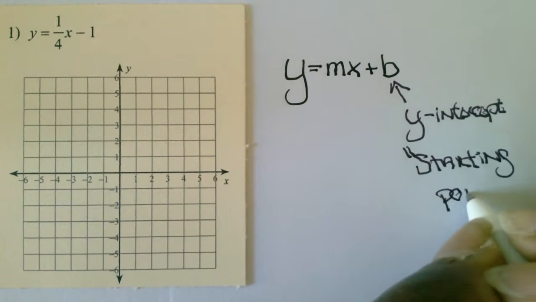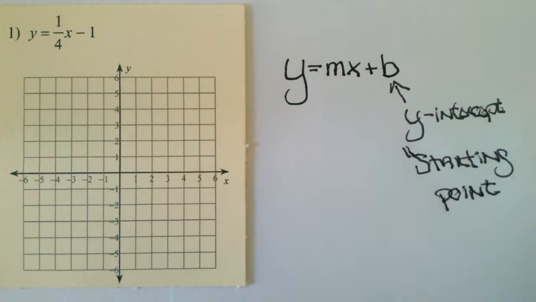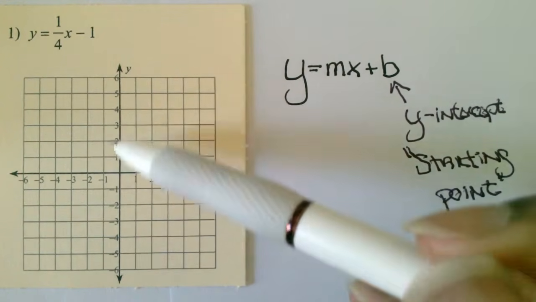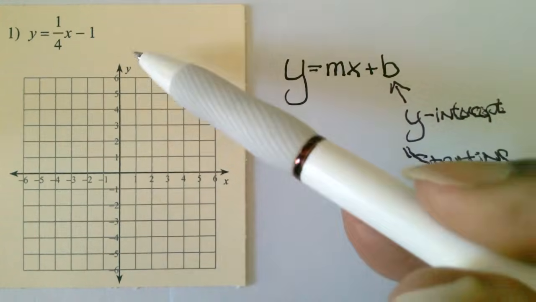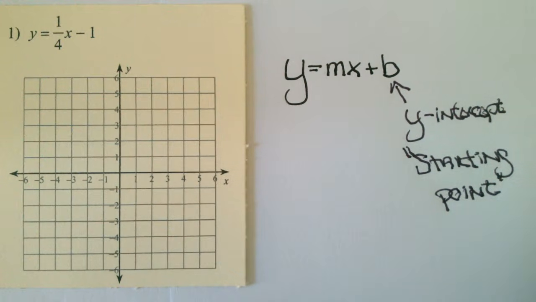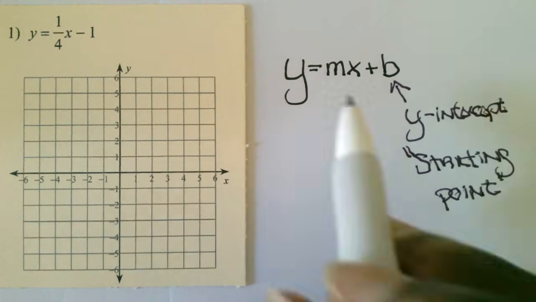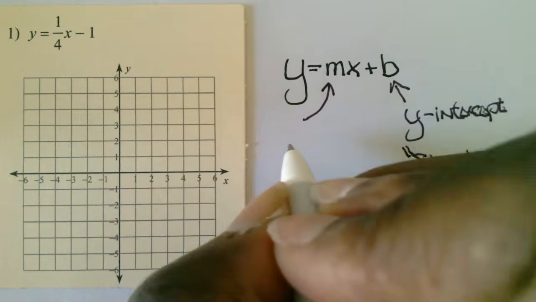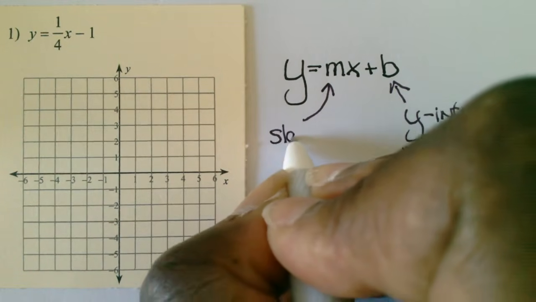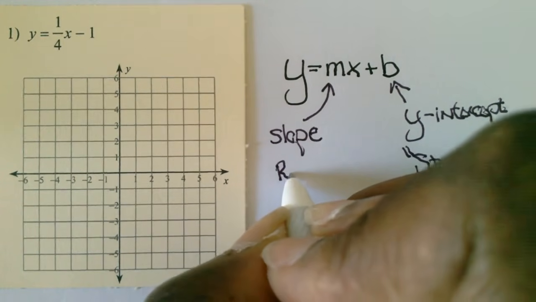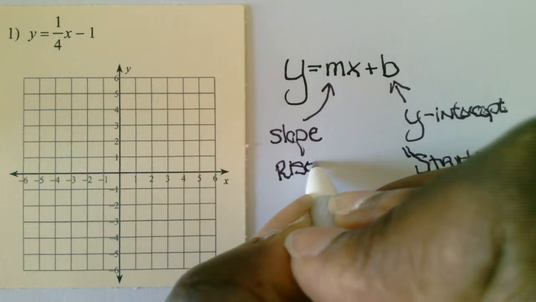And it's where it intersects the y-axis. So the y-axis always goes vertically. Okay, it's basically two number lines intersecting at a common point of 0. Right? Now, your m, that's your slope, or your rate of change. Okay? We love to say rise over run.